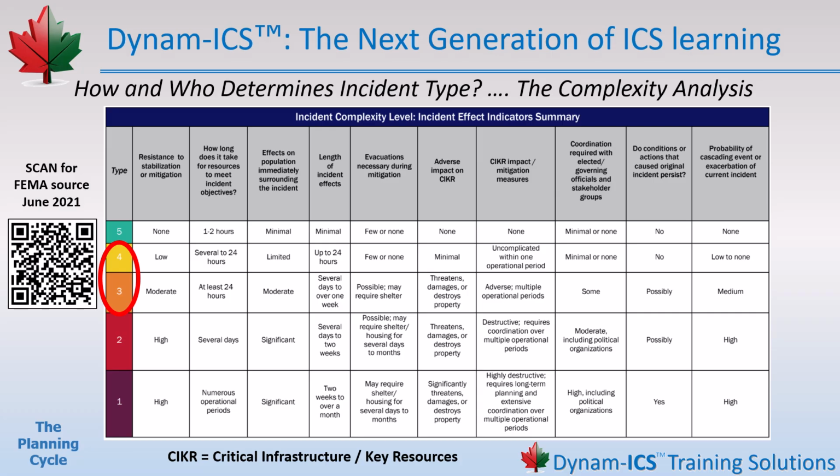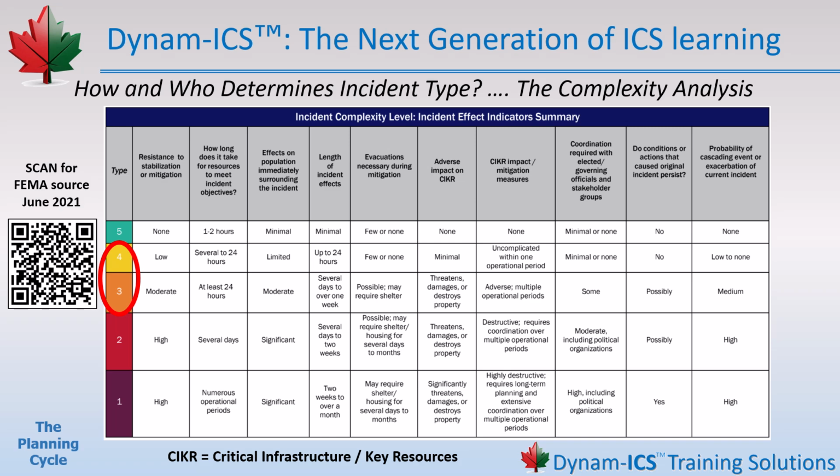There are many variables that factor into a complexity analysis, and what matters most often depends on the priorities of your community or organization. This slide shows a solid reference tool from FEMA, the Federal Emergency Management Agency in the United States. It looks at things like effects on the community, challenges with stabilizing the incident, anticipated recovery time, impacts to critical infrastructure, and the likelihood of cascading or worsening conditions.